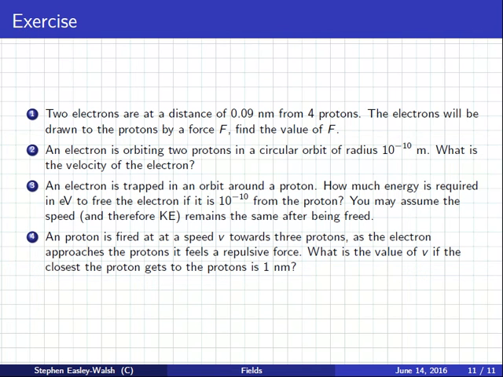Oh, this thing is cool. A proton is fired at speed v towards 3 protons. Oh man, I screwed up the English big time. As the electron approaches. What is the value of v if the closest the proton gets to the protons is r? It's like every grammar mistake you could make in the last question. Sorry guys, I totally screwed up the last question's English.